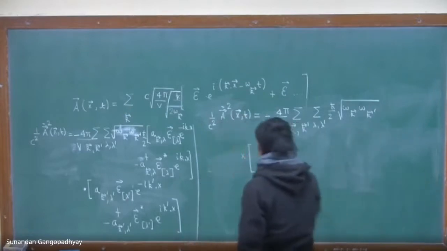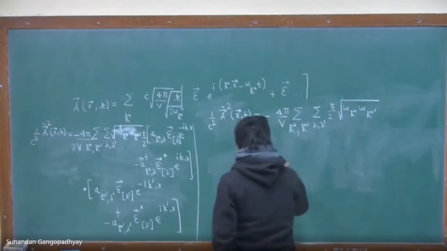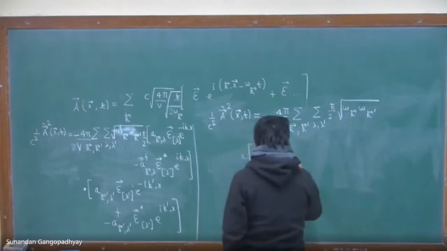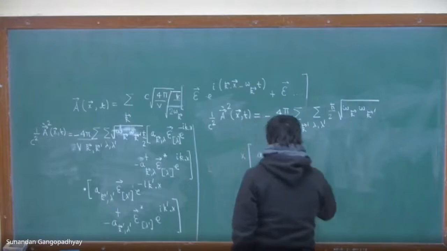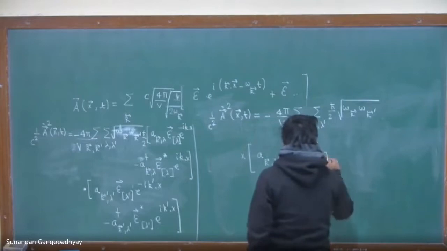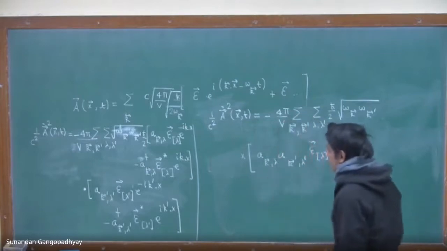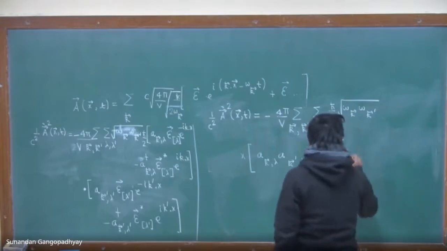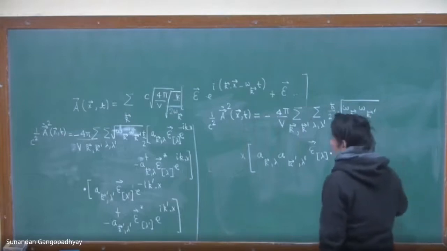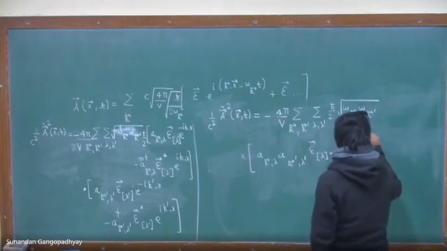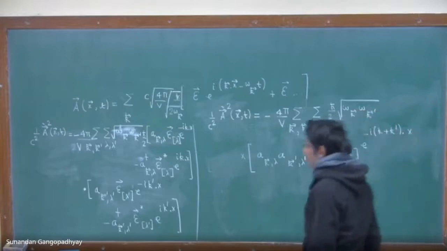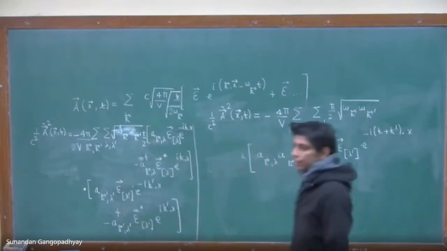It's nothing much. It will be a k comma lambda. You just write all the a's together, so that you can keep track of them. So the first term will be this. Then it will be epsilon vector lambda dotted with epsilon vector lambda prime, a dot product between two vectors now. Then we will have e to the power of minus i k plus k prime dot x. So this is this term multiplied by this term.